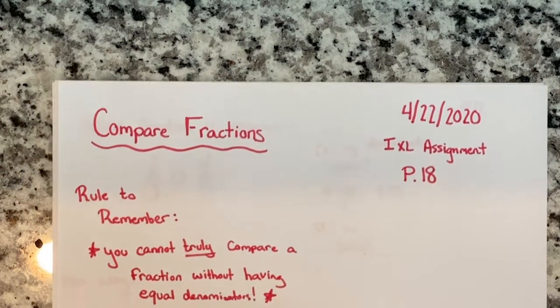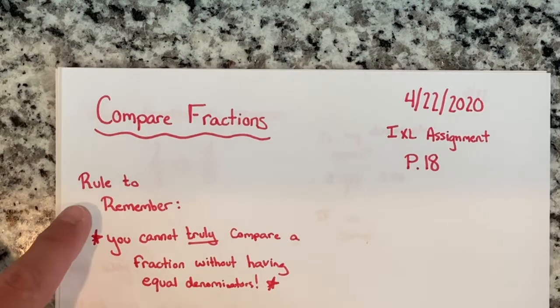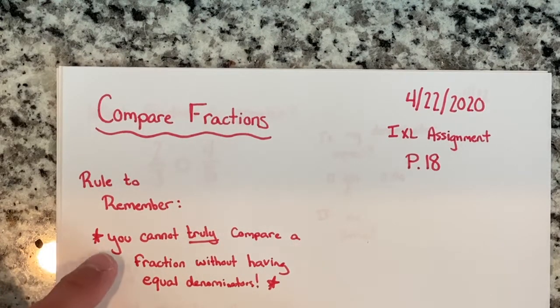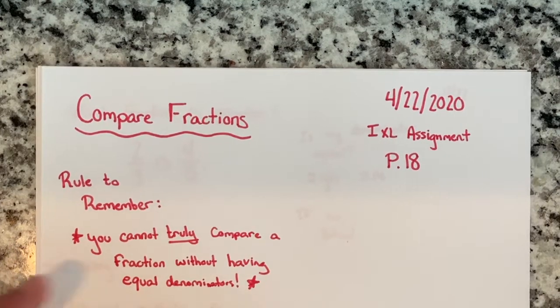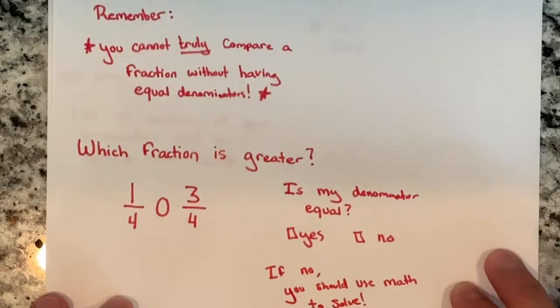So a rule to remember, same as yesterday. You cannot truly compare a fraction without having equal denominators. So if you do not have the same size pieces, you cannot truly share which one you think is larger or not without some kind of a proof or without some kind of a background. So we'll take a look at this first one here.